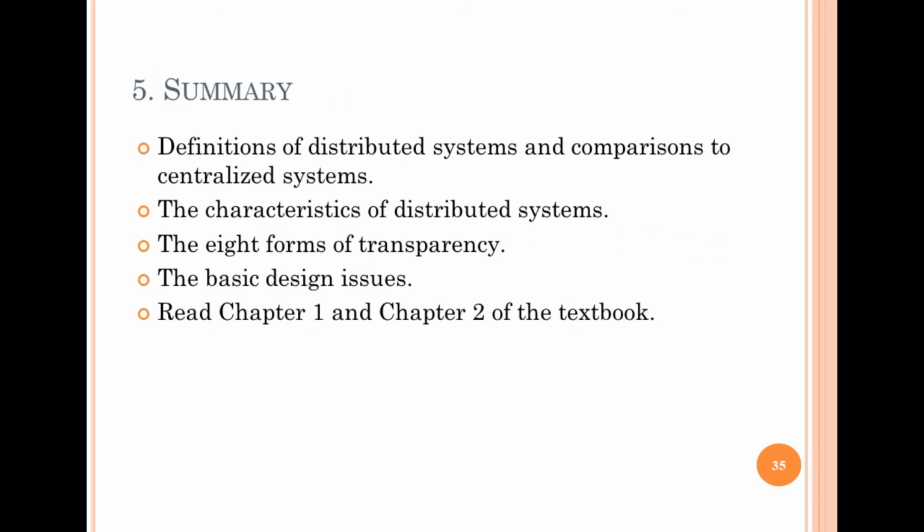Here is the summary of what we talked about in this whole presentation. The first one is the definition of distributed systems and comparison to centralized systems. The second is the characteristics of distributed systems. The third one is the eight forms of transparency. The fourth one is basic design issues. Thank you so much.